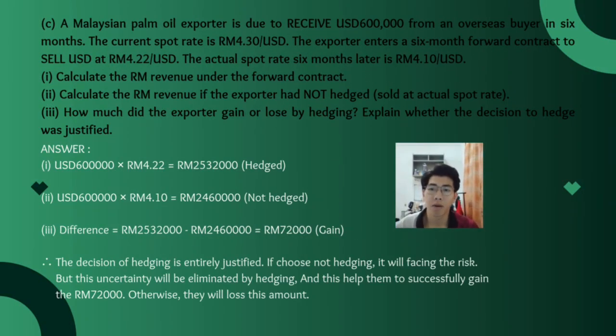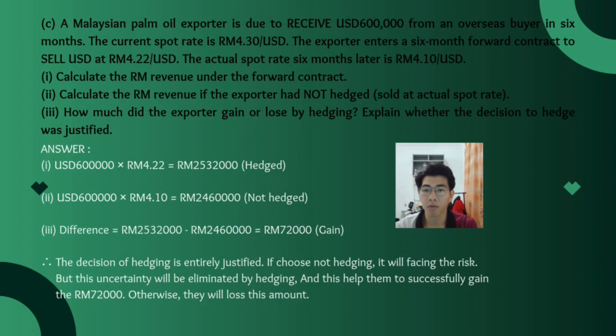C. A Malaysian palm oil exporter is due to receive USD 600,000 from an overseas buyer in 6 months. The current spot rate is RM 4.3 over USD. The exporter enters a 6-month forward contract to sell USD at RM 4.22 over USD. The actual spot rate 6 months later is RM 4.1 over USD.